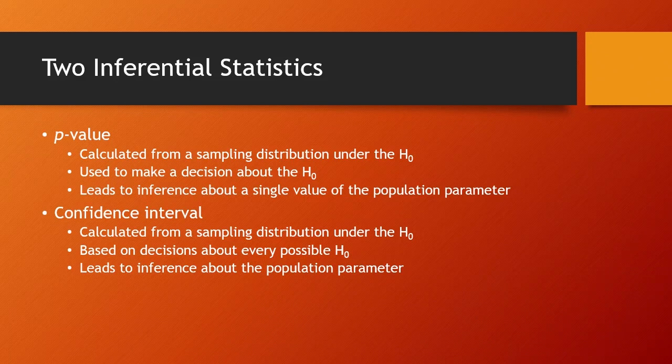In the view of statisticians in the modern era, confidence intervals are highly preferred to p-values. I hope you see why. A p-value allows us to make a decision about a single proposed population mean. A confidence interval actually tells us what that population mean is.